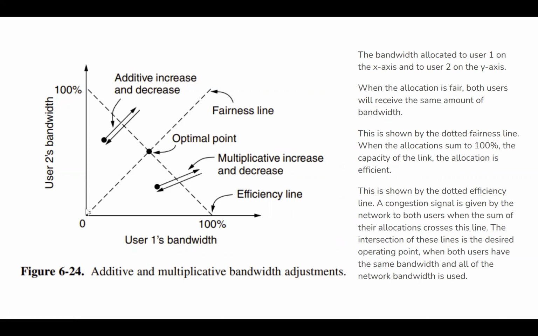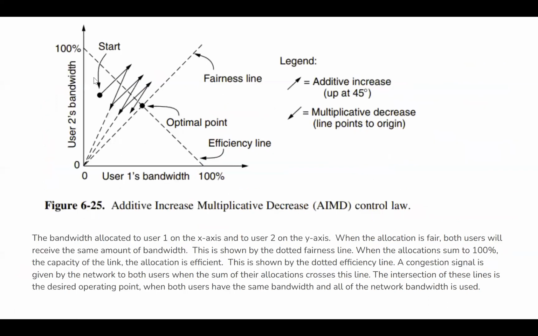When the allocations sum up to 100, the capacity of the link, the allocation would be efficient. This is shown by the dotted efficiency line. A congestion signal is given by the network to both users when the sum of their allocations crosses the line. The intersection of these lines is the desired operating point, when both users have the same bandwidth and all the network bandwidth is used. So when the efficiency is at 100%, it would be the same as the x-axis. The same would apply if it decreases to here.